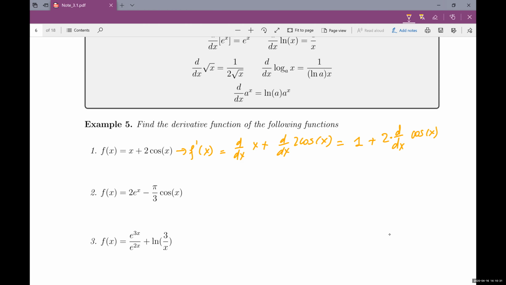And what is the derivative of cosine of x? Remember, the derivative of cosine of x is negative sine of x. So it's going to be 1 plus 2 times negative sine of x, which is just 1 minus 2 sine of x.